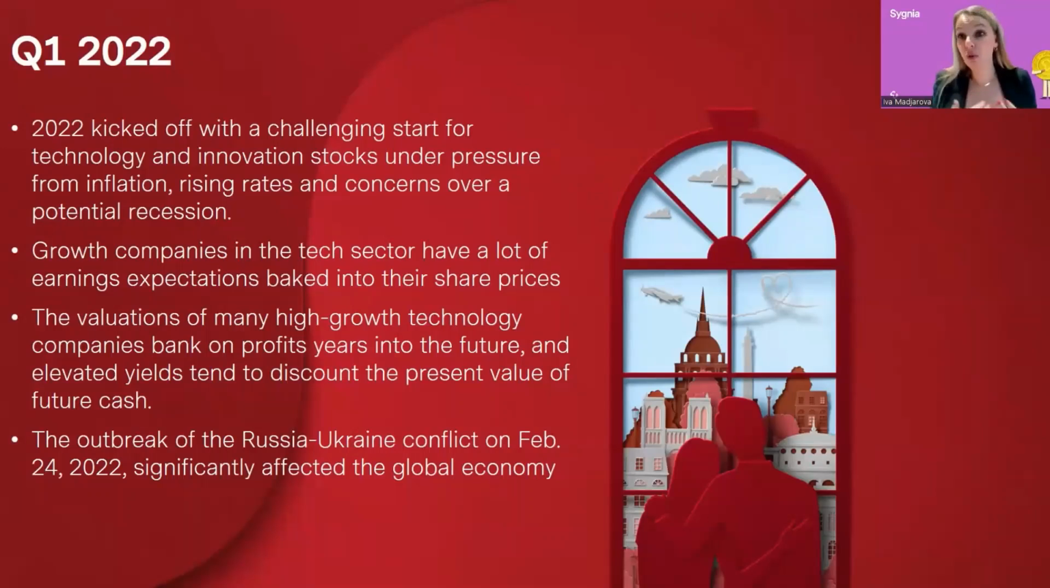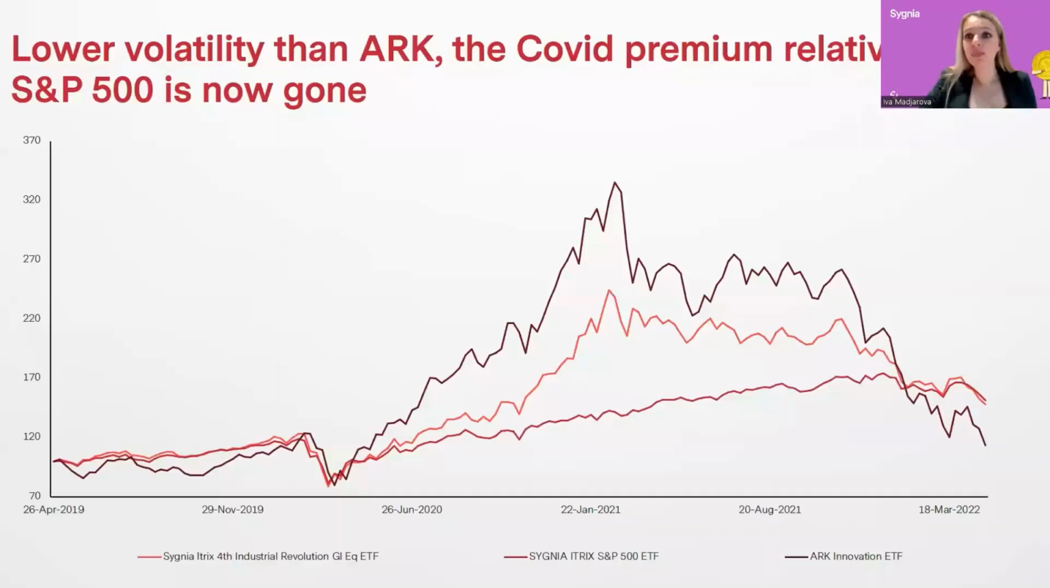Specifically the high inflation, high bond yields, rising interest rate environment affects growth stocks negatively, because growth companies such as these companies in the tech sectors do have a lot of their earnings expectations baked into their share prices. So the valuations of many high growth tech companies bank on profits years into the future, and high yields tend to discount the present value of future cash, and it makes them worth relatively less today. So investment theory tells us in a high interest rate environment, growth tends to underperform value, for example. So we do understand why there has been a sell-off in technology companies over the last couple of months.